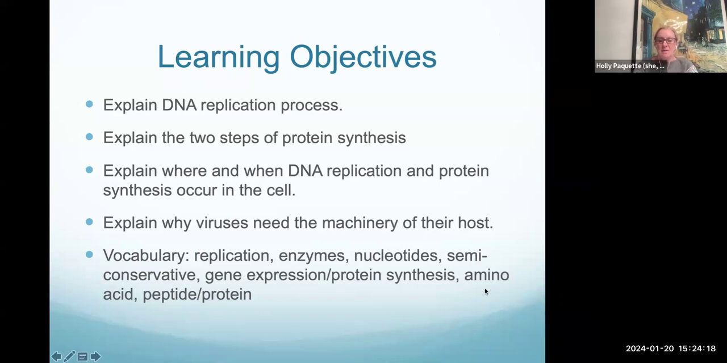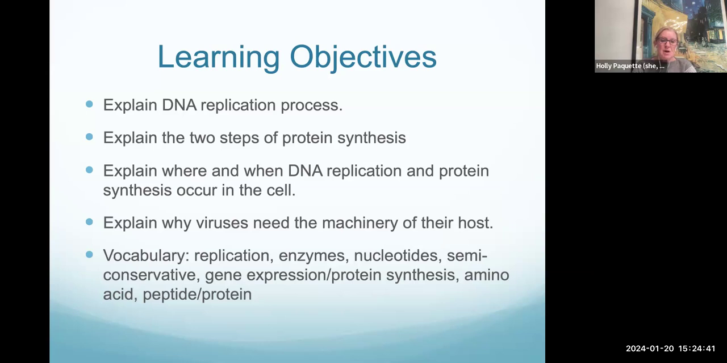So the learning objectives for this particular mini lecture, the first is that I'd like you to be able to explain the DNA replication process. We're going to do an overview of it, so I'm not going to get into great detail about all of the steps that take place in DNA replication, but hopefully give you a good overview of that process.